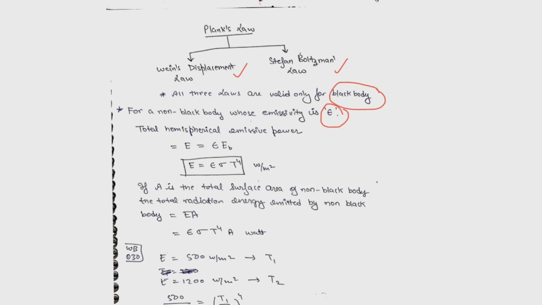If you want emissive power, then sigma T power 4 is for a black body, which is nothing but E_B. Just multiply this with emissivity, you will get it for a non-black body. Therefore these definitions are actually given for a black body only, but we have used the concept of emissivity to get these values for a non-black body also. This is the total hemispherical emissive power per unit surface area. Now if you multiply by the total surface area of a non-black body, then you will get the total radiation energy that is coming from the body.